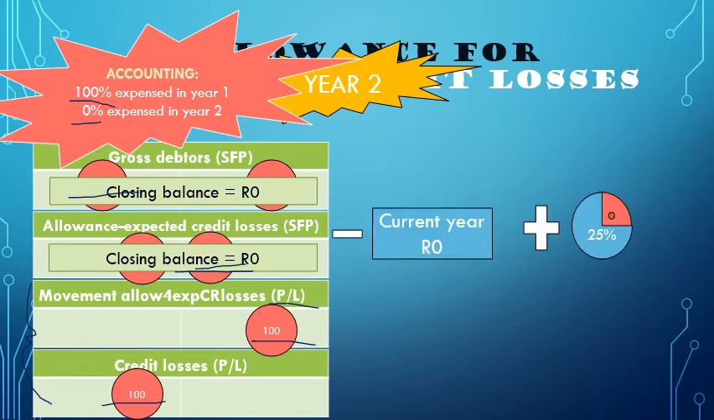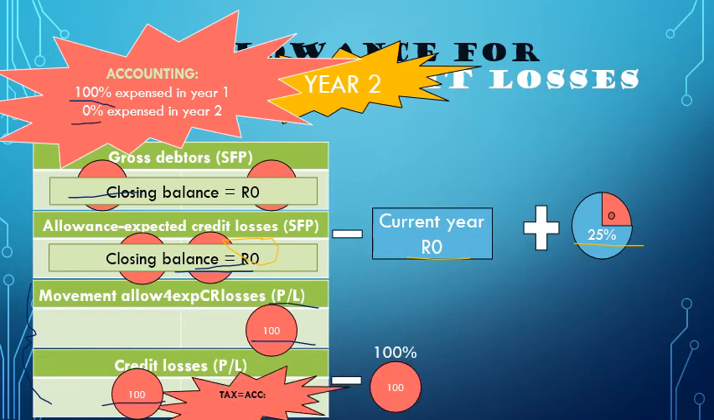Now what happens for tax purposes? For tax purposes, we get a deduction of a percentage, let's say 25% of our current year closing balance for the allowance for expected credit losses, which in this case now is 0. So therefore the current year deduction will be 0. Then we have to add back the deduction that we got in the previous year, which was 25% of last year's closing balance, also this year's opening balance, that we have to add back. However, we also get 100% deduction of our actual credit losses. So here again, our tax and our accounting treatment is the same.